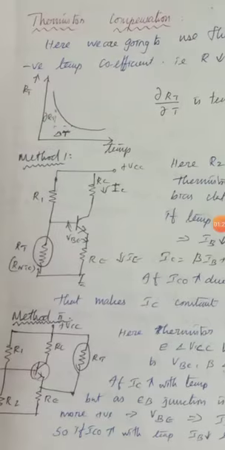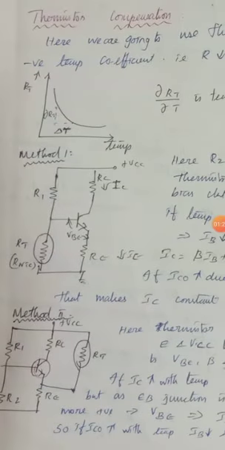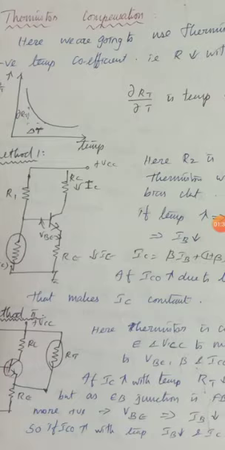using this thermistor. In the second method, instead of using RT in the voltage divider circuit, we are connecting the RT between VCC and the emitter. So this will compensate if there is any increase in IC due to an increase in VBE or IB or beta value.